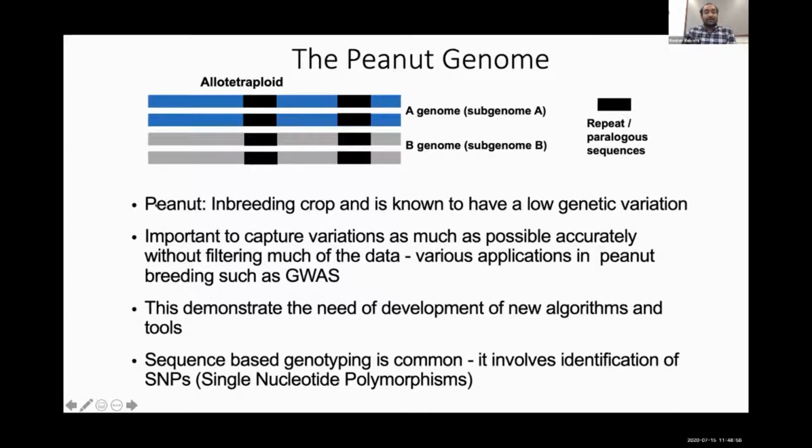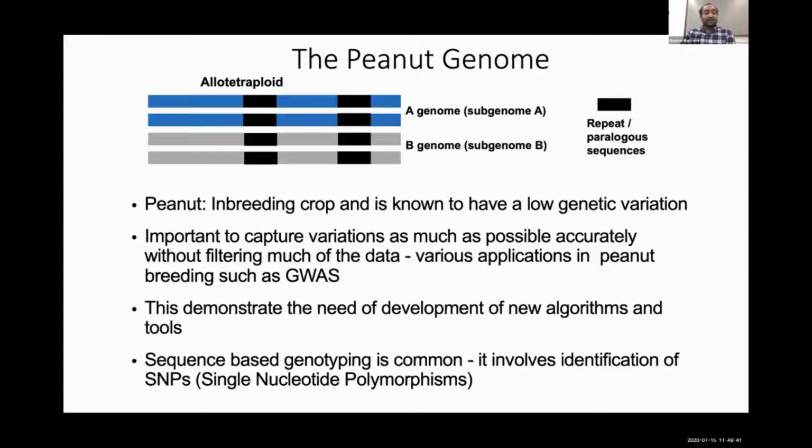So the peanut genome, as you all know, is allotetraploid. That means it has a combination of A and B genomes merged in a single genome. Because of all these complexities, in general, peanut is a difficult crop to genotype. In addition, peanut is an inbreeding crop, and it is known to have low genetic variation. Thus, we need a tool which can accurately identify SNPs and also does not filter away the useful information.